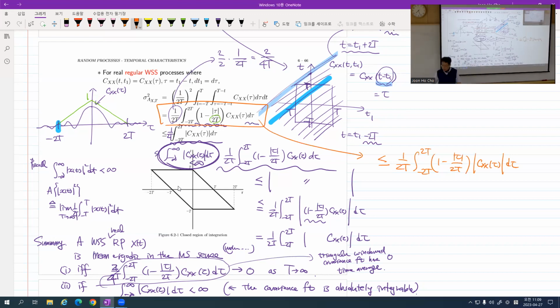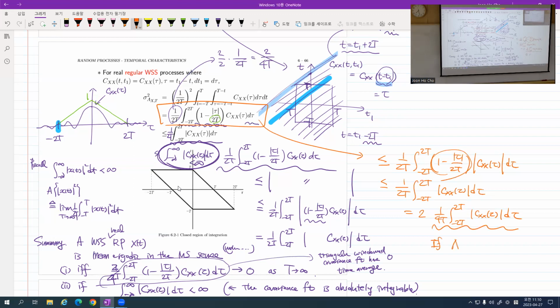But this is too obvious. So we make another upper bound by replacing this with constant function 1. Then we have the absolute value of the autocovariance function. So we may say that the absolute value of autocovariance function has what? When t tends to infinity, that is the time average of the absolute value of the autocovariance function.